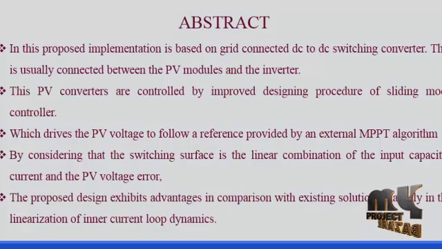The proposed implementation is based on a grid-connected DC to DC switching converter that is usually connected between the PV modules and the inverter. These PV converters are controlled by an improved design procedure of a sliding mode controller, which drives the PV voltage to follow a reference provided by an external MPPT algorithm, considering that the switching surface is a linear combination of the input capacitor current and the PV voltage error. The proposed design exhibits advantages in comparison with existing solutions that rely on the linearization of inner current loop dynamics.